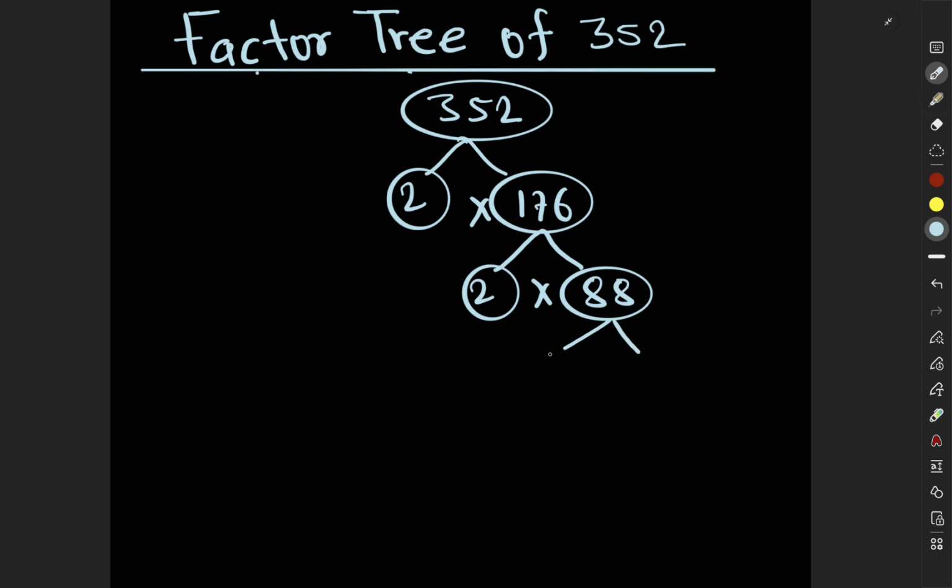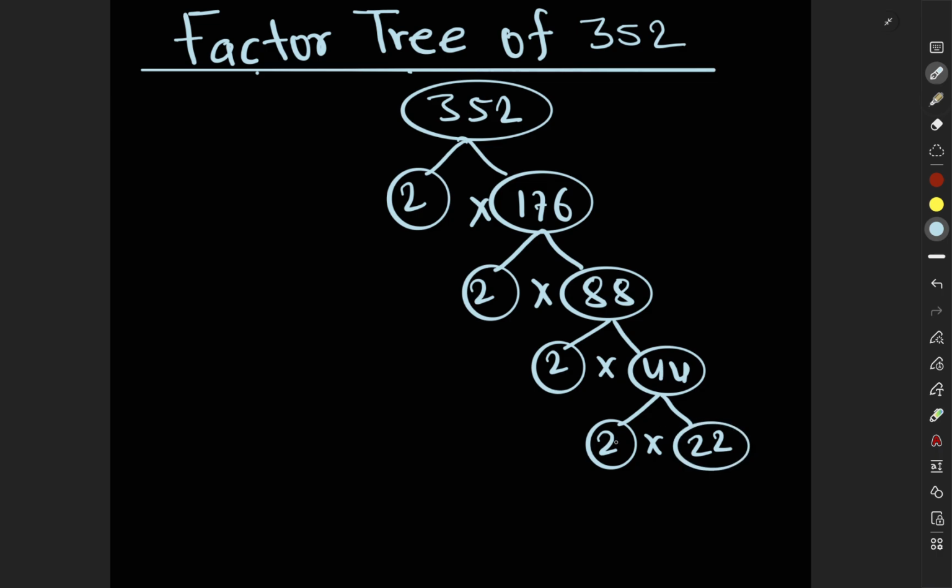88 can be written as 2 times 44. 2 times 44 means 88. 44 can be written as 2 times 22. 2 times 22 means 44. Now 22 can be written as 2 times 11. 2 times 11 means 22.